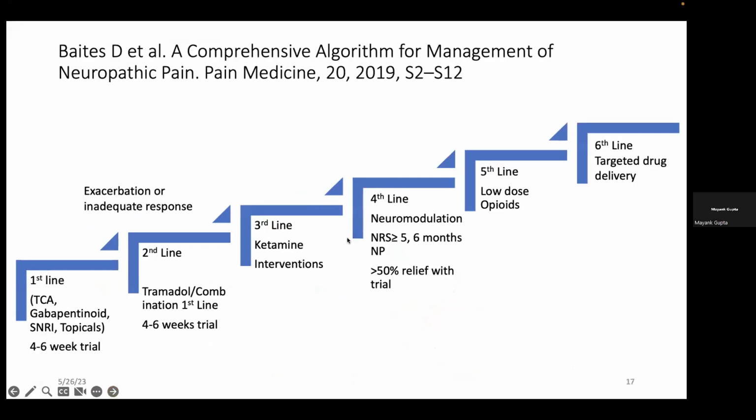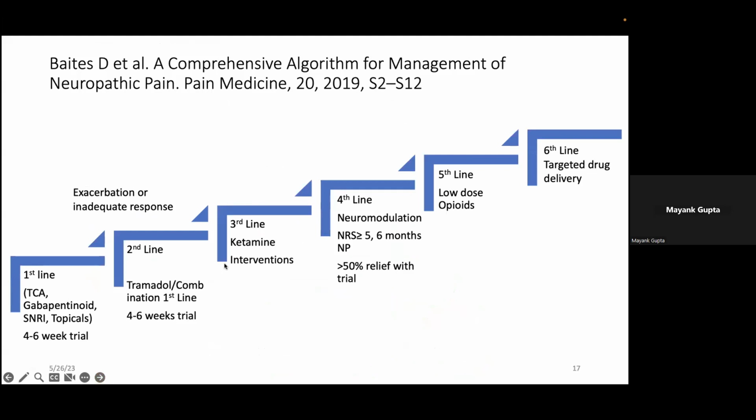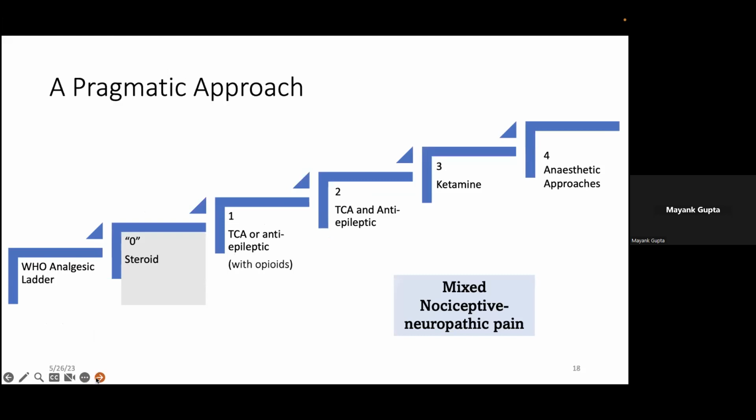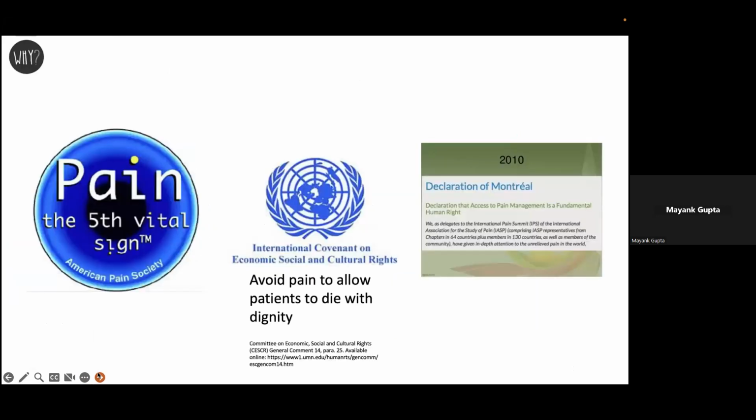A number of guidelines are available for the management of non-cancer neuropathic pain, but in cancer pain it's usually a mixed etiology; that is, the patient has mixed nociceptive and neuropathic pain. So considering this, a number of pragmatic approaches have been developed, where both the WHO ladder as well as the neuropathic pain ladder have been modified to have a combination of both of them. But despite these, some patients do not respond to the conventional analgesics.